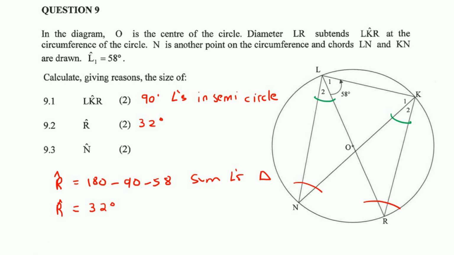So if we've just worked out r as 32, let's do that in red, then that means angle n would also be 32. So that would be 32 degrees, but the reason would be angles in the same segment. So don't call it the butterfly, don't call it the bow tie, just say angles in the same segment.